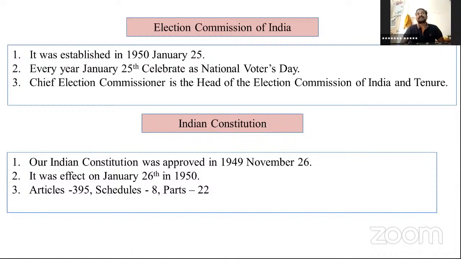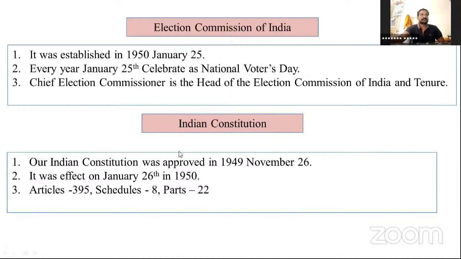And also, the Chief Election Commissioner is the head of the Election Commission of India. He is the head of the Election Commission. It is a 3-member commission from 1993. At first it was only a single member commission. After amendment by the parliament, it became a three-member commission from 1993. Okay, look at this, students.